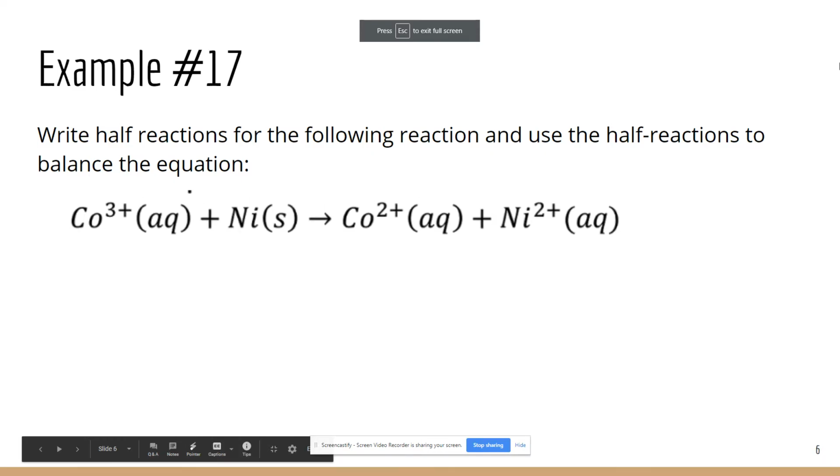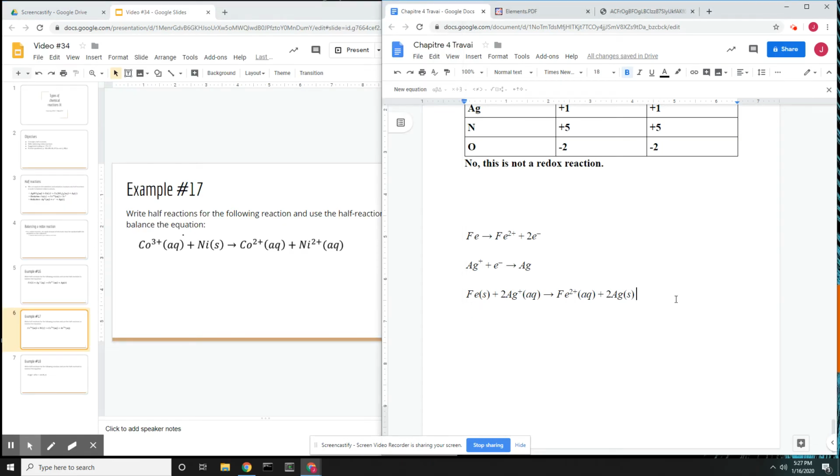Pause here. I'll work through this one as well. Nickel is oxidized here. It is losing 2 electrons. Cobalt is reduced, to cobalt with a 2+ charge. So a similar thing here, I'm going to need to double everything that contains cobalt in order to have 2 electrons.